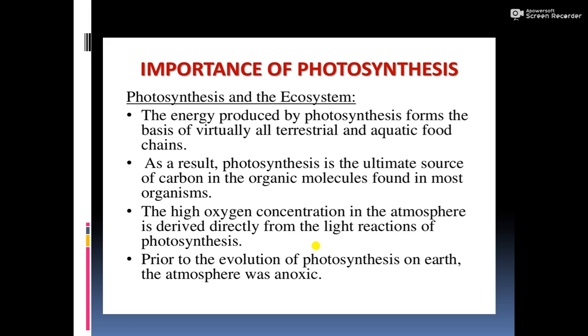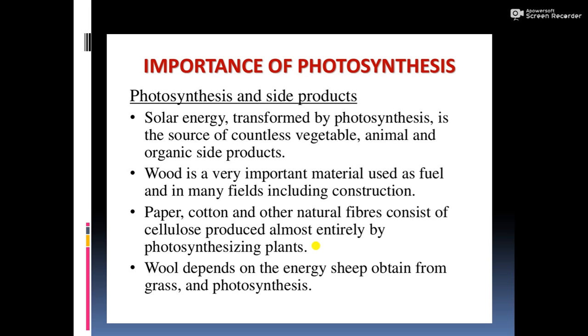Now, the importance of photosynthesis about the ecosystem. The energy produced by photosynthesis forms the basis of virtually all terrestrial and aquatic food chains. As a result, photosynthesis is the ultimate source of carbon in the organic molecules found in most organisms. The high oxygen concentration in the atmosphere is derived directly from the light reactions of photosynthesis. Prior to the evolution of photosynthesis on Earth, the atmosphere was anoxic.